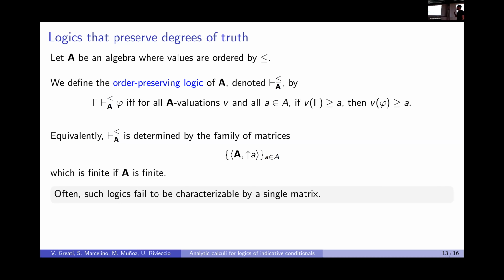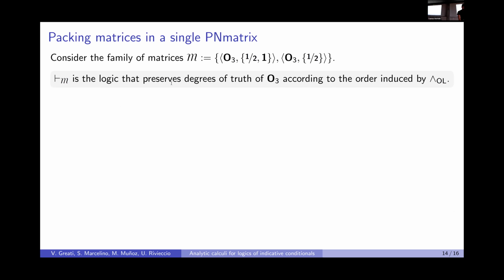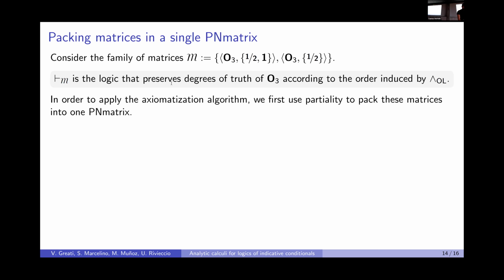It turns out that these logics fail to be characterized by a single matrix. We can prove that usually. And it turns out that all these algebras have an order. And then the question is how to axiomatize them. And the idea is, and this is an example, let's say we have this family with two matrices. We're going to pack these two matrices in a single structure using the partiality that I mentioned before.